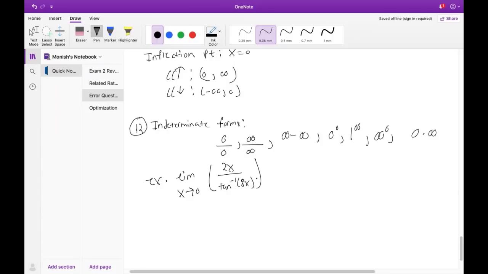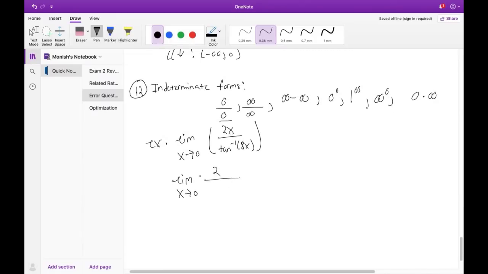Okay, so this is one example. Right off the bat, if I plug in 0, I'll get 0 over 0, which is indeterminate. So then I'm going to apply L'Hopital's rule. I'll get the limit as x approaches 0. I'll take the derivative of the top, and I get 2. If I take the derivative of tangent inverse of 8x, I get 8 over 1 plus 64x squared.